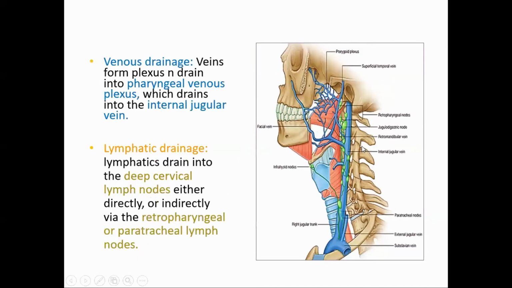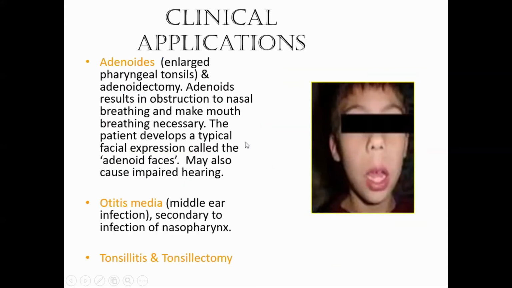Venous drainage: it drains into the pharyngeal venous plexus, and this pharyngeal venous plexus drains into the internal jugular vein. Lymphatic drainage: it drains into the deep cervical lymph nodes. So venous drainage is to the pharyngeal venous plexus, and lymphatic drainage is to the deep cervical lymph nodes.